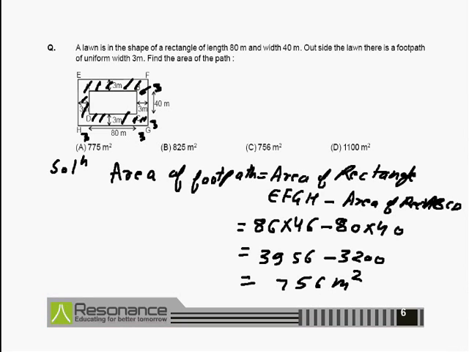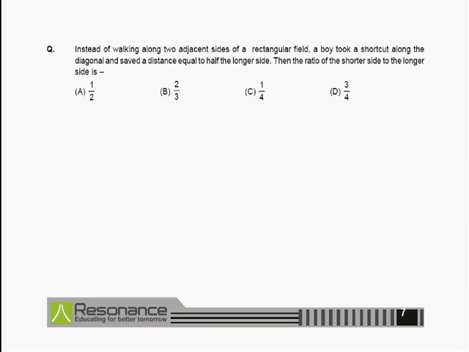Now we have to move to the next question. The question is, instead of walking along the two adjacent sides of a rectangle field, a boy took a shortcut along the diagonal and saved a distance equal to half the longer side. Then the ratio of the shorter side to the longer side is.